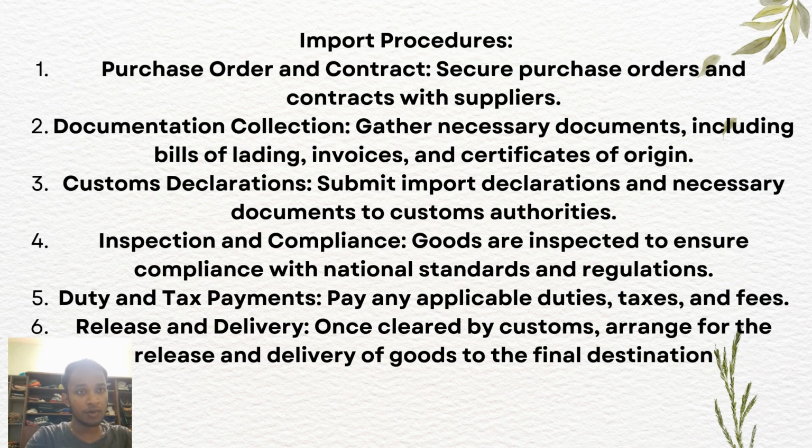Now, import procedures. First is purchase order and contract. Secure purchase orders and contracts with suppliers. Second, documentation collection. Gather necessary documents including bills of lading, invoices, and certificates of origin. Third is customs declaration. Submit import declaration and necessary documents to the customs authorities. Fourth is inspection and compliance. Goods are inspected to ensure compliance with national standards and regulations.